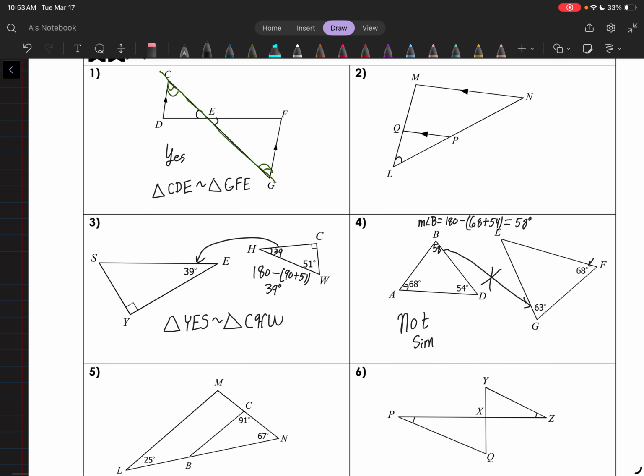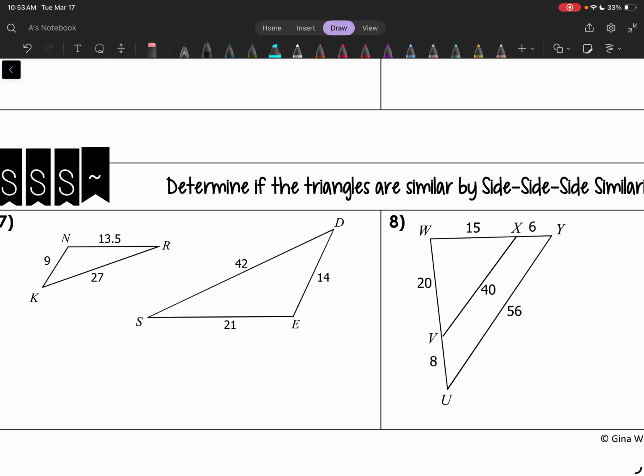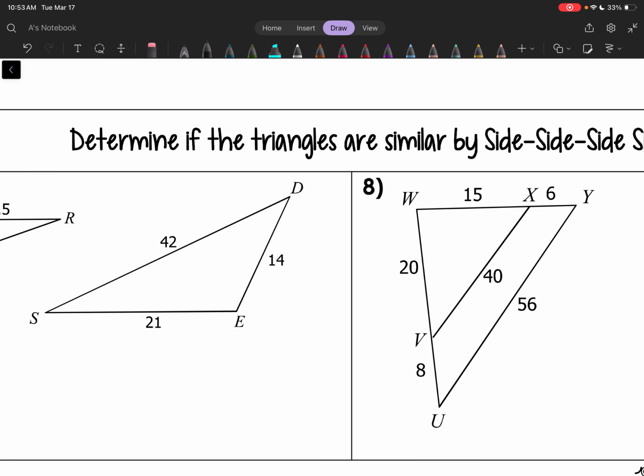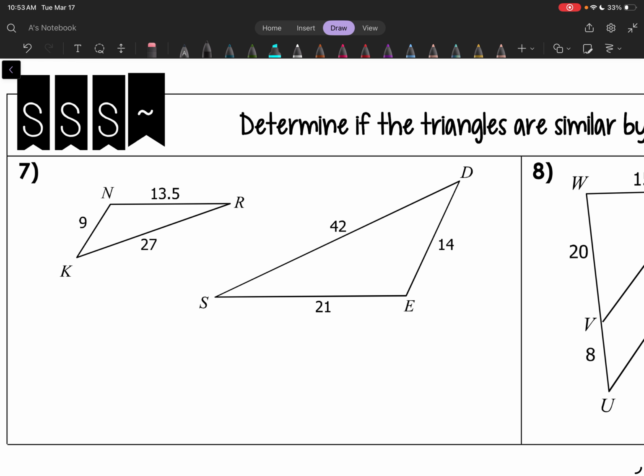Try 2, 5, and 6. Side-side-side similarity. You have to go through each of these. Desmos will be your best friend here. I'm going to start with my smallest number. The smallest number on the left is 9. On my right triangle, the smallest number is 14. This needs to be equal to something. The middle number is 13.5 on the left and 21 on the right. The biggest number is 27 on the left and 42 on the right.